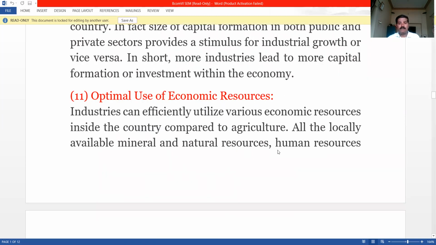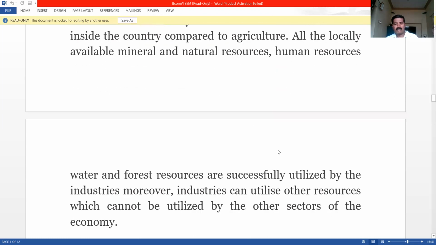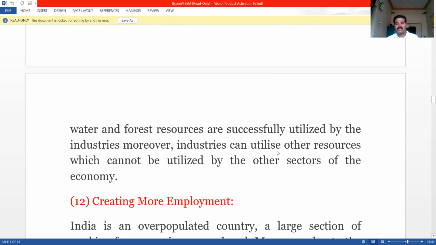Next one, optimal use of economic resources. Industries can efficiently utilize various economic resources inside the country compared to agriculture. All the locally available mineral and natural resources, human resources, water and forest resources are successfully utilized by the industries. Moreover, industries can utilize other resources which cannot be utilized by the other sectors of the economy.